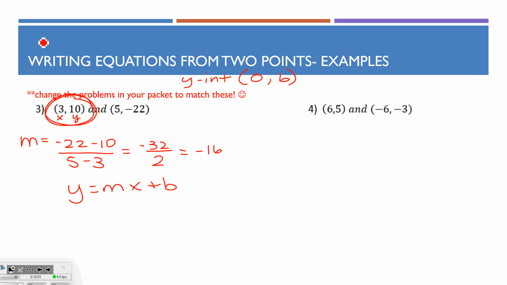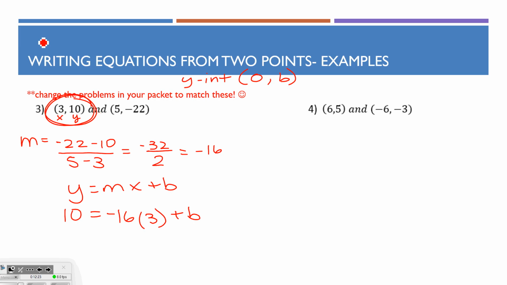It's my x and my y, right? So what am I plugging in for y into the equation? What was y in the point? It was 10. So 10 equals m, which is negative 16. The x value from the point was 3, plus b.